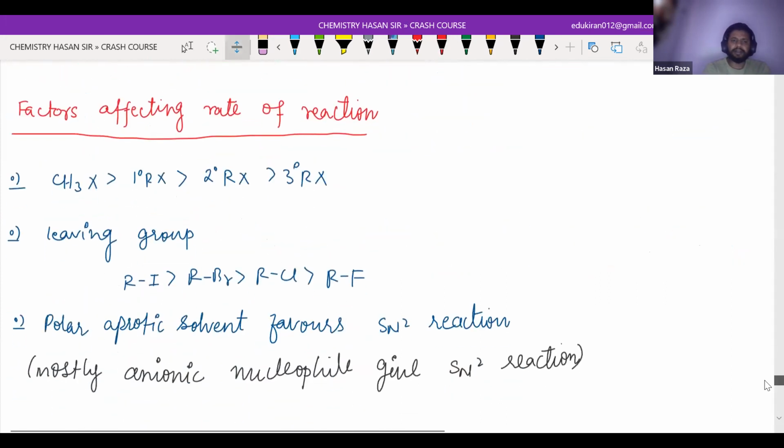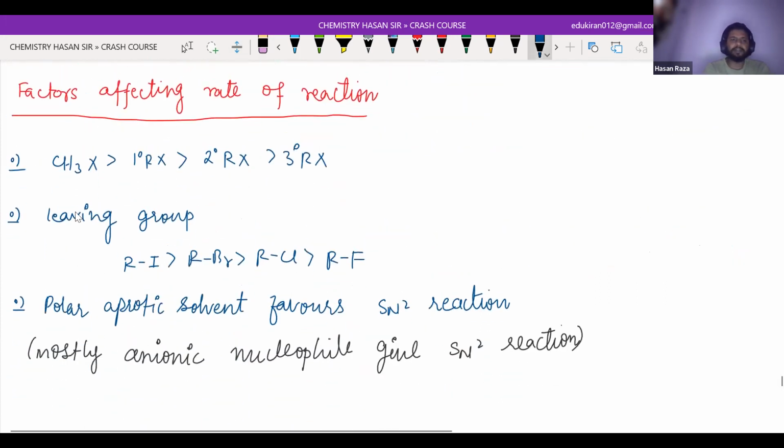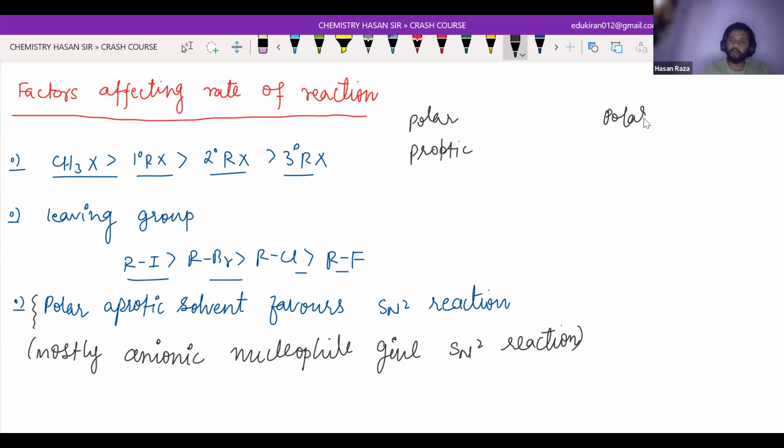Now, factors affecting rate of reaction. You can see methyl, 1-degree, 2-degree, 3-degree. For SN2, leaving group same. Also, it's very important to note that polar aprotic solvent favors SN2 reaction. There are two types of polar solvents: the first one is polar protic, and the second one is polar aprotic. Now see, if there will be a question which will be faster, SN1 or SN2, you can easily decide it by looking at the degree of alkyl halide.